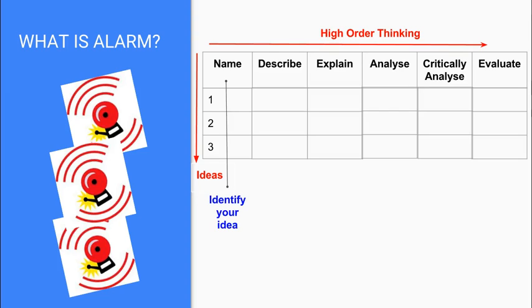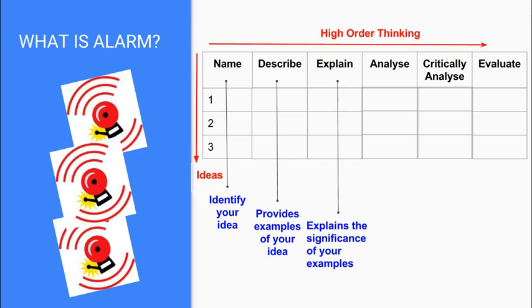Firstly, to name something is to simply just identify your idea. And as we saw before, that's quite easy to do. If you're asked to describe, well, then you need to be giving examples of that idea that you would have already named. To explain then is to give the significance of those examples that you provided, in a little bit more detail perhaps. To analyze would be to compare and contrast, possibly between ideas that are competing with each other.